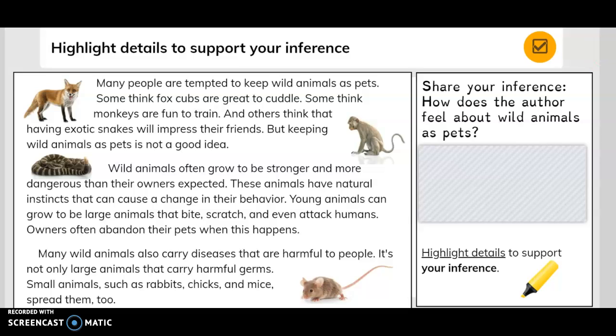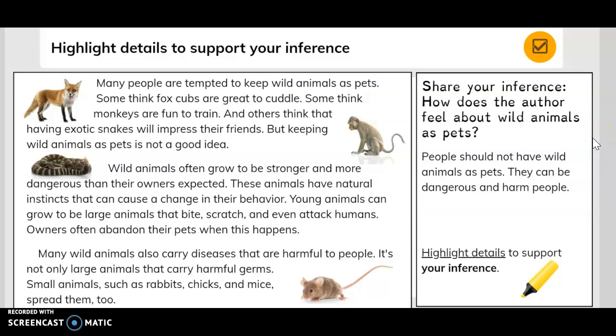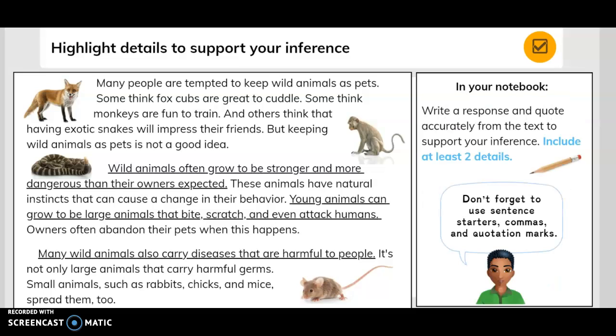Share your inference. How does the author feel about wild animals as pets? People should not have wild animals as pets. They can be dangerous and harm people. And here is the evidence right here in the text, the inference right here. So in your notebook, write a response and quote accurately from the text to support your inference and include at least 2 details. Don't forget to use sentence starters, commas, and quotation marks.